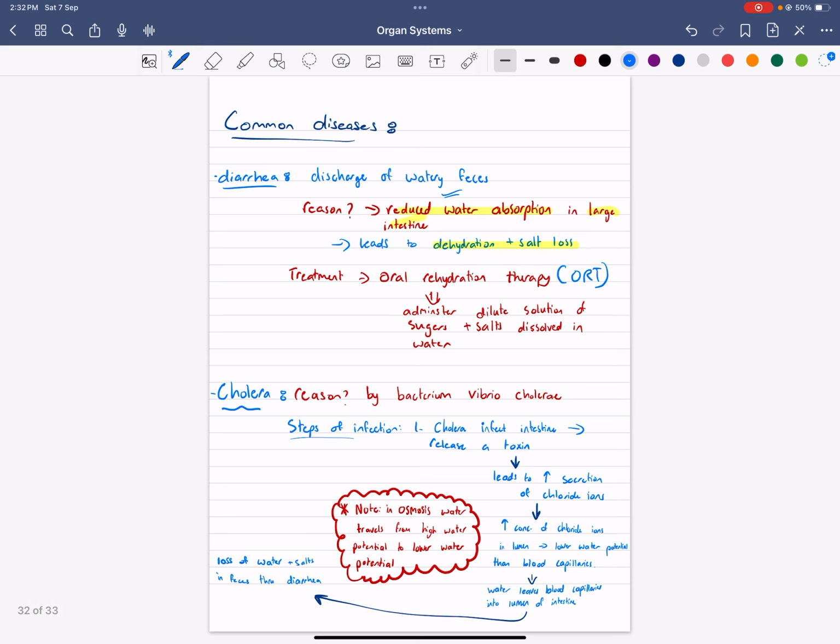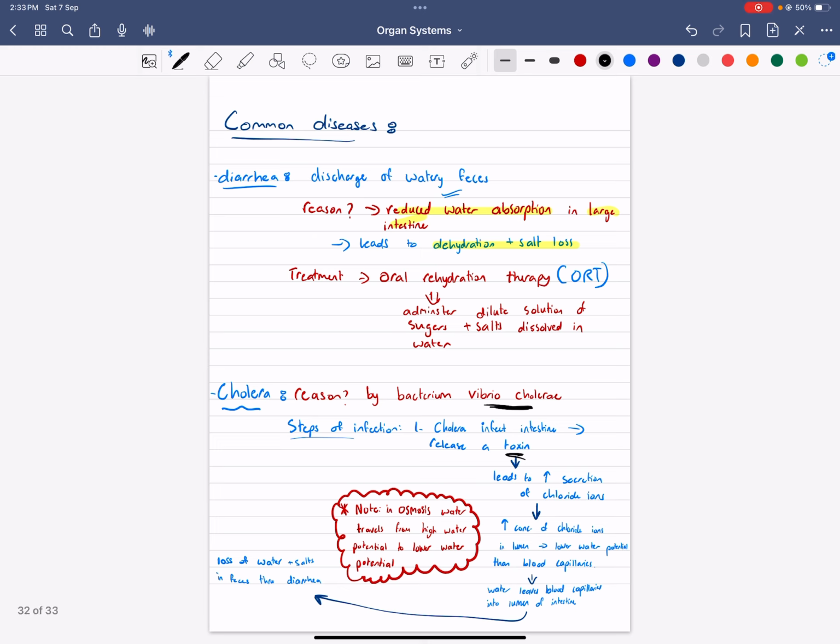Now, cholera usually occurs in poor areas because they don't have a clean water source. They have a contaminated water source. That's where bacteria usually grow. So cholera is caused by a bacterium called Vibrio cholerae. And the steps of infection, how does it occur? So cholera infects the intestine and it releases a toxin.